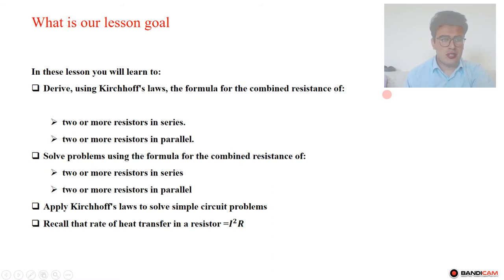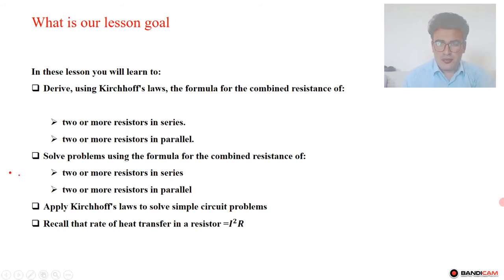Dear student, what is our lesson goal for today? In this lesson, you will learn to derive, using Kirchhoff's law, the formula for the combined resistance of two or more resistors in series and in parallel, and solve problems using these formulas, applying Kirchhoff's law to solve simple circuit problems. And recall that the rate of heat transfer in a resistor is equal to I squared multiplied by the resistance.